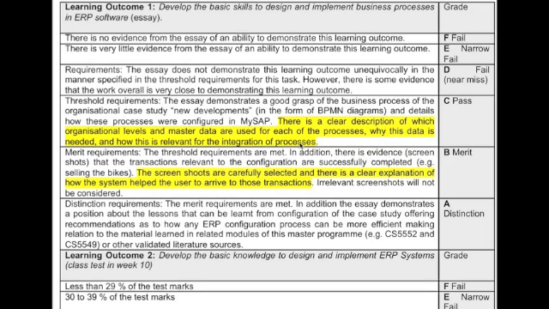So all the integration aspects, for example, the integration points at goods issue or goods receipt. Both of them have an integration point, and you need to explain how that was happening, and then you need to talk about the different documents that are produced in that. Some of you did, some of you didn't. And also, the screenshots were carefully selected. If you look at the B merit, it says that the screenshots are carefully selected and there is a clear explanation of how the system helps you derive those transactions. So you need to have that bit.